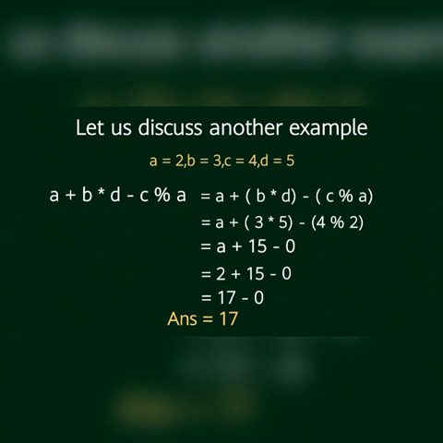Now we have the operators addition and subtraction. They both have the same precedence, so we move on to their associativity, which is left to right. First we add a plus 15. That is 2 plus 15, which is 17. After that, we subtract 0 from that value. 17 minus 0 is 17.